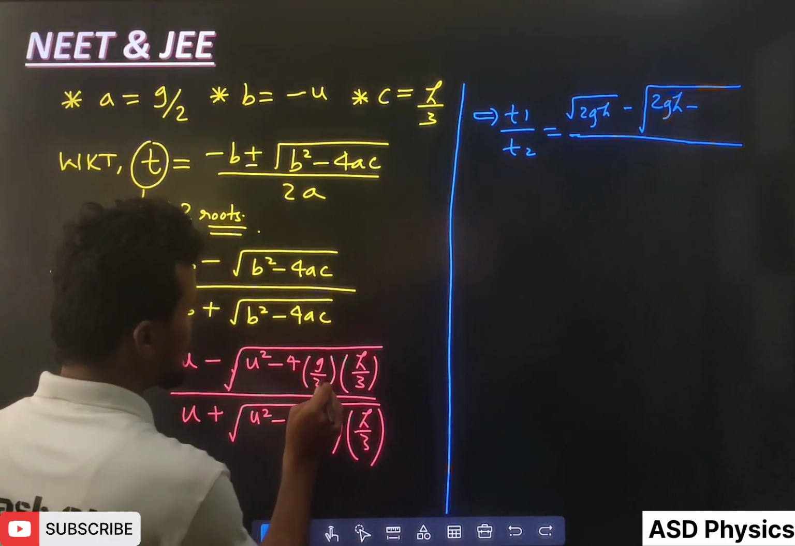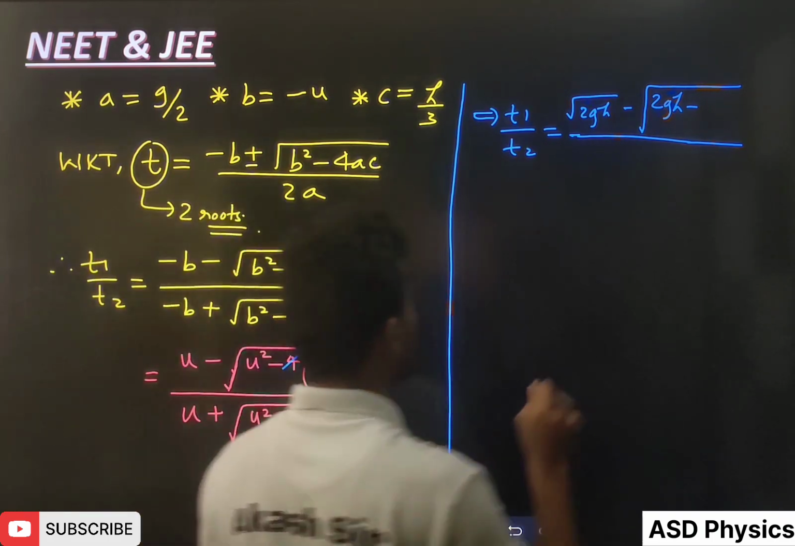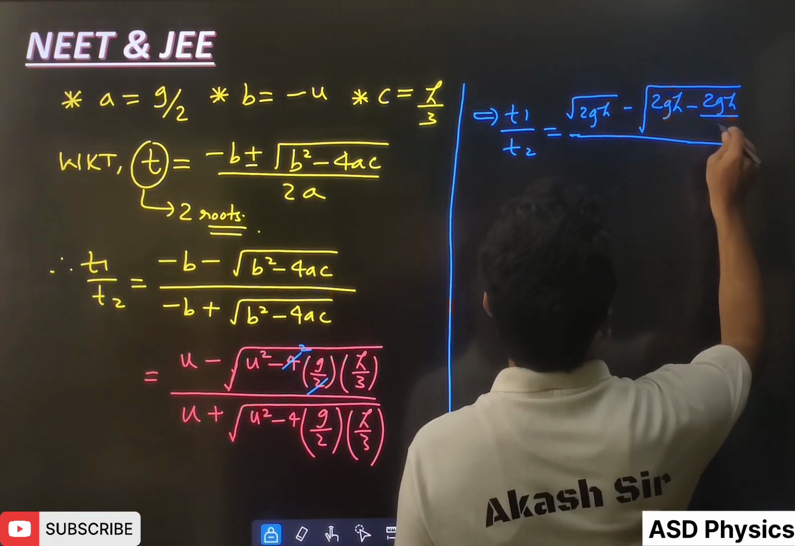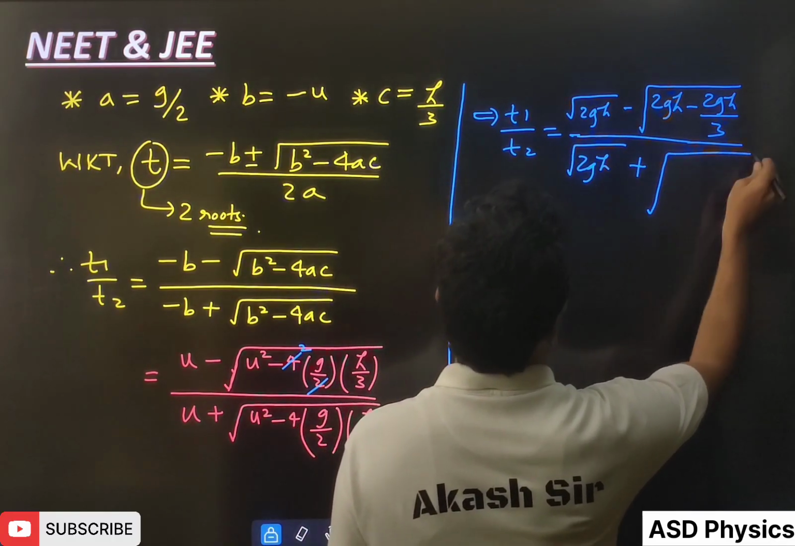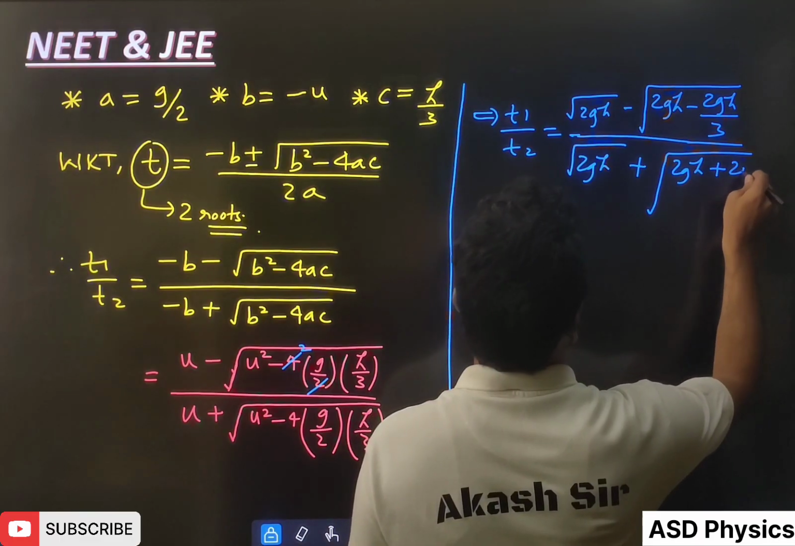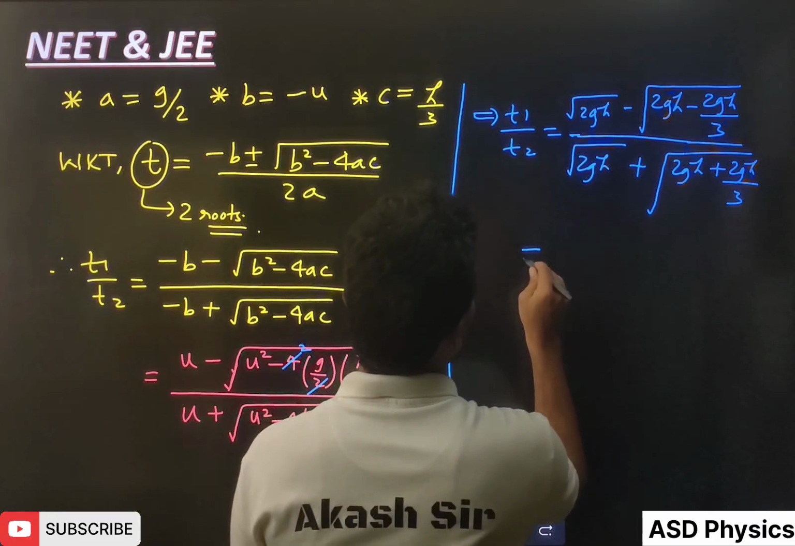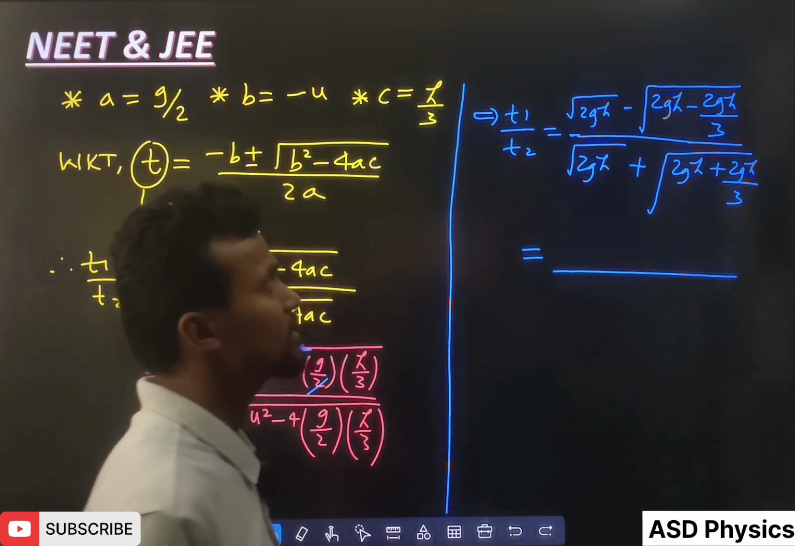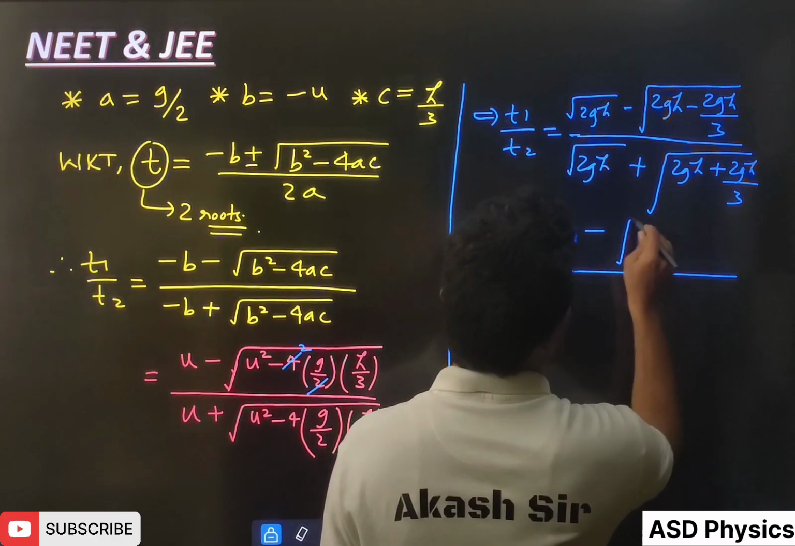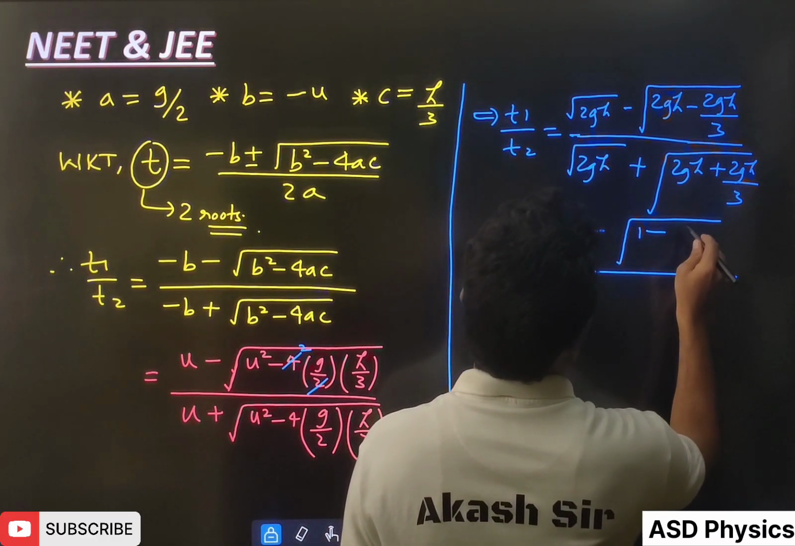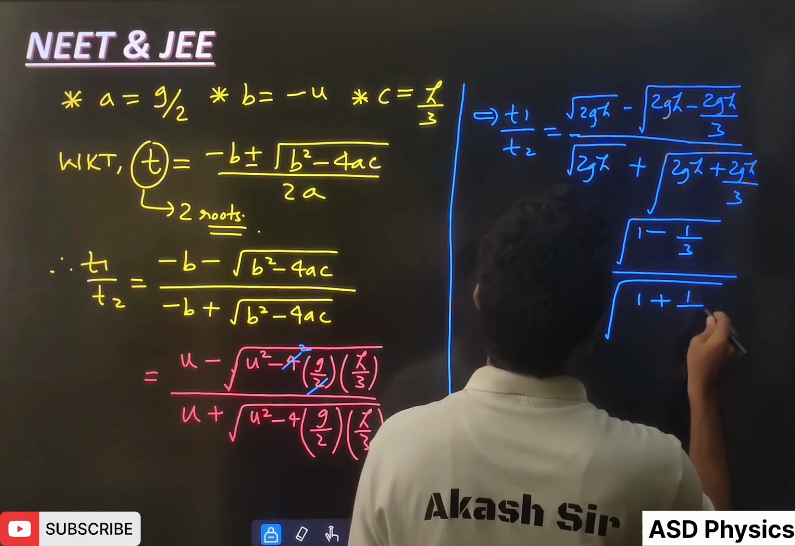And here you will see that this will come here, 2 2s are 4. So this will become here the 2gh by 3. So here also I will write 2gh plus 2gh by 3. Just kindly see here, very easy. So from here I can write, you can see very well, in numerator and denominator all this 2gh will cancel out. So I can write, see, 1 minus square root of 1 minus 1 by 3, and here 1 plus square root of 1 plus 1 by 3.